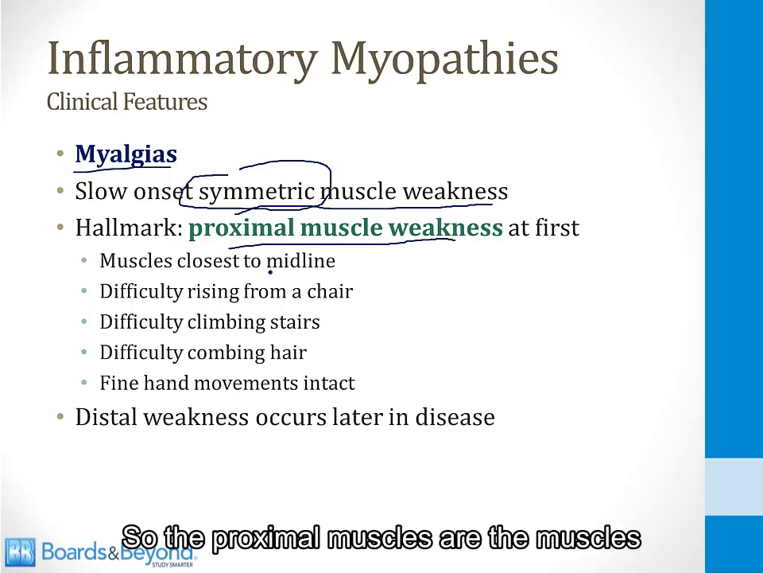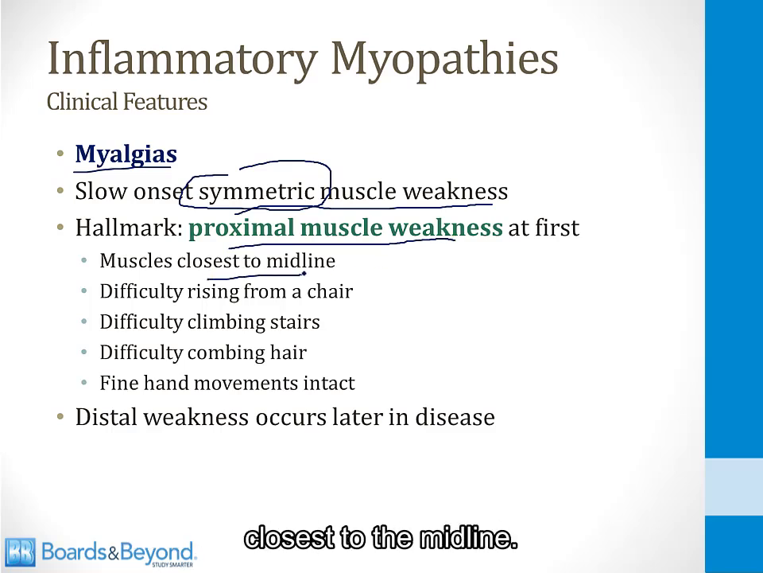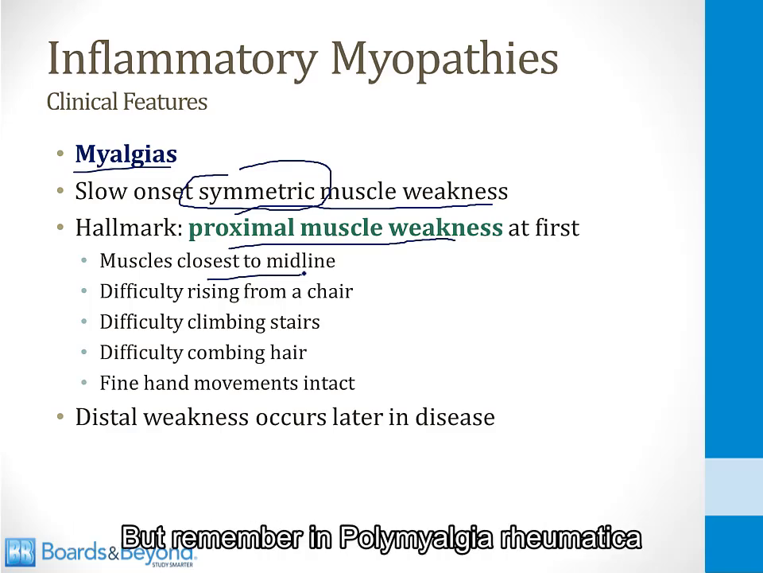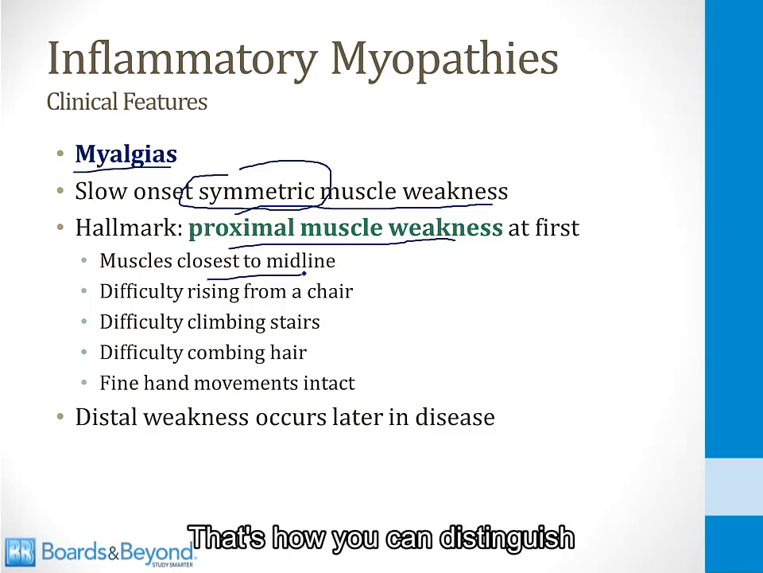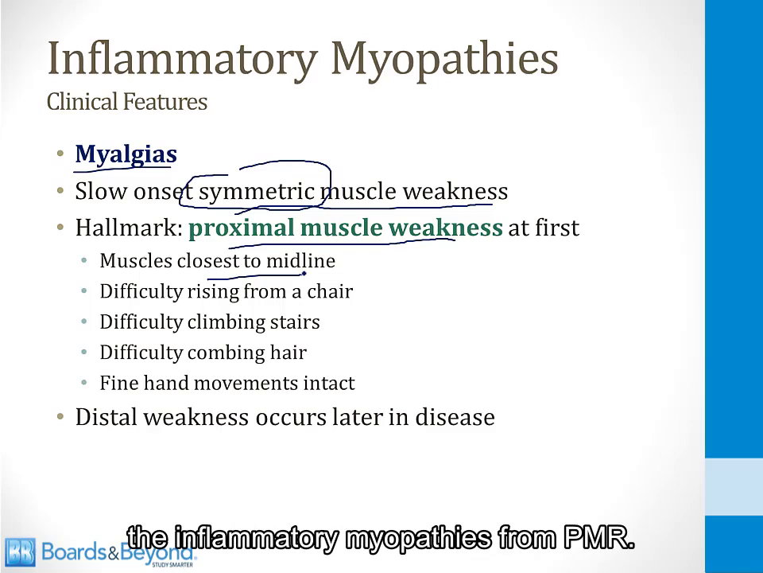So the proximal muscles are the muscles closest to the midline. These are the same muscle groups that are affected in polymyalgia rheumatica, but remember, in polymyalgia rheumatica, there is no muscle weakness and no muscle inflammation. That's how you can distinguish the inflammatory myopathies from PMR.